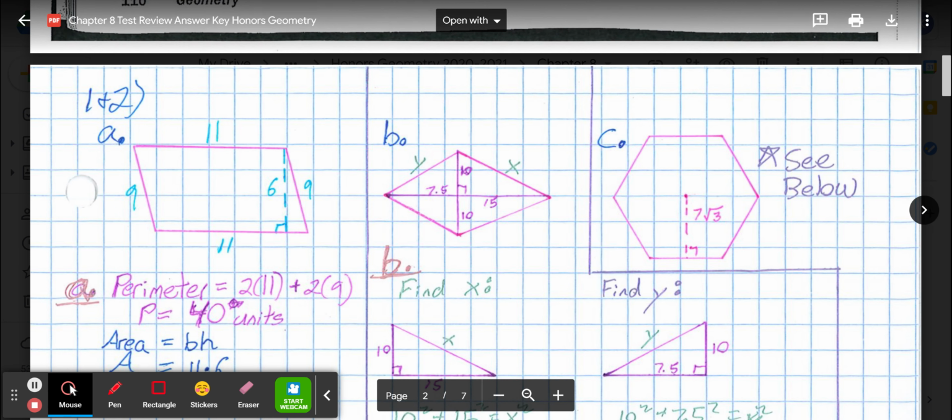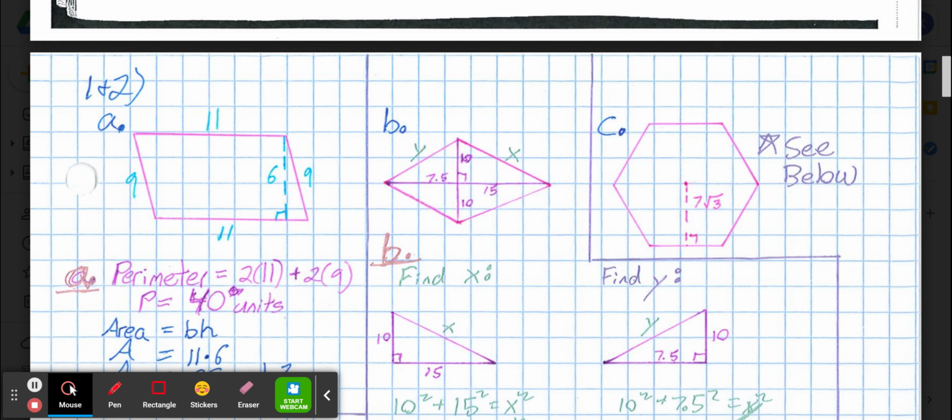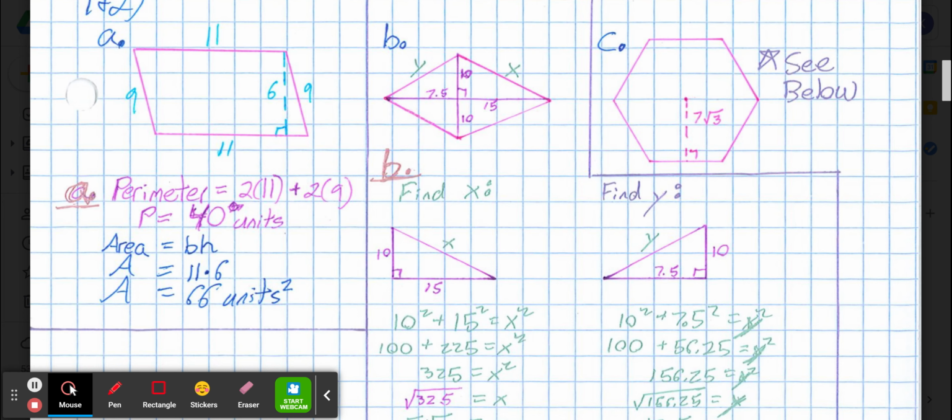For the area of a parallelogram, we need base and height, so the two that meet at the 90 degrees. So our height's 6, base is 11. So our area would be 66 square units.